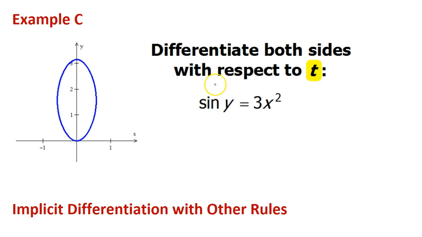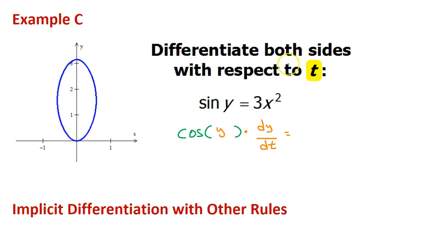Example C, let's differentiate both sides with respect to t. So applying the chain rule, the derivative of the outer function is cosine, the inner function is y, and we multiply by the derivative of y with respect to t. So that's dy/dt.